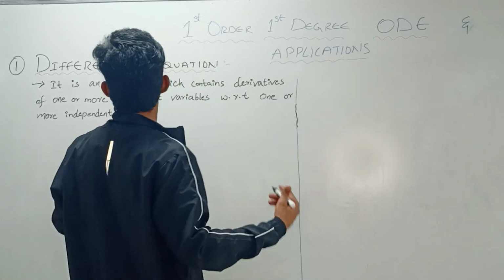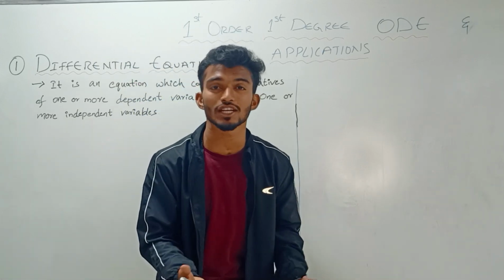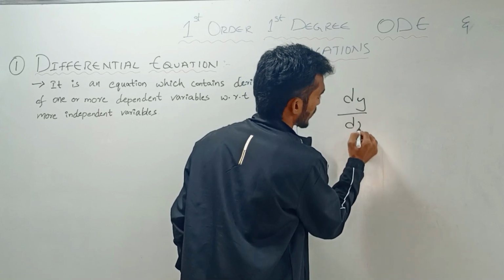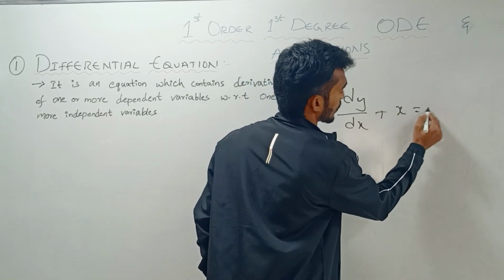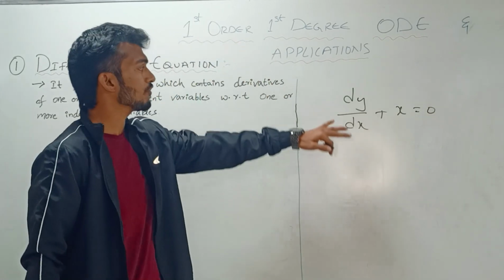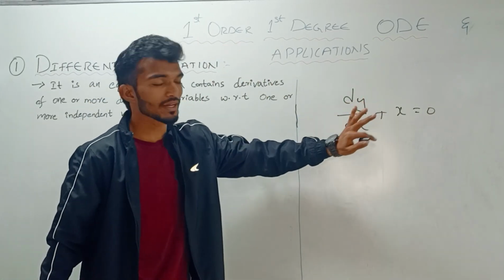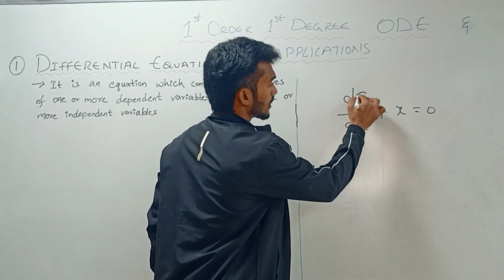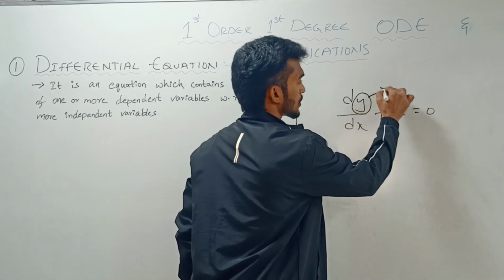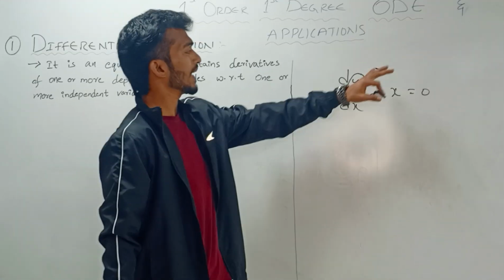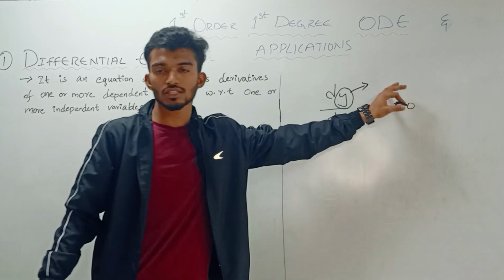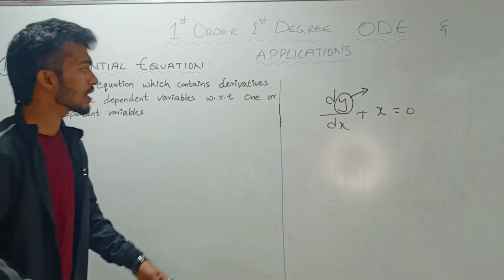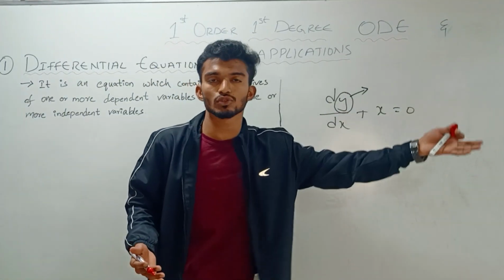What do we mean by the dependent variable and what do we mean by the independent variable? See here, let's take a differential equation: dy by dx plus x equal to 0. It is a differential equation of variable y, right? So this y is a function. It is called a dependent variable, because its value changes with respect to the other values.